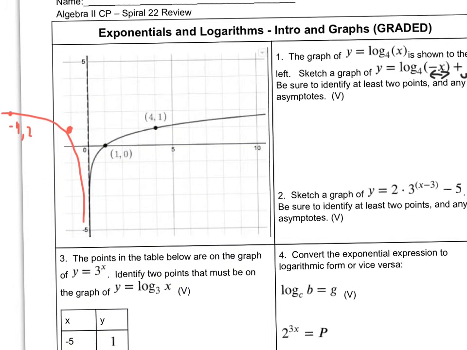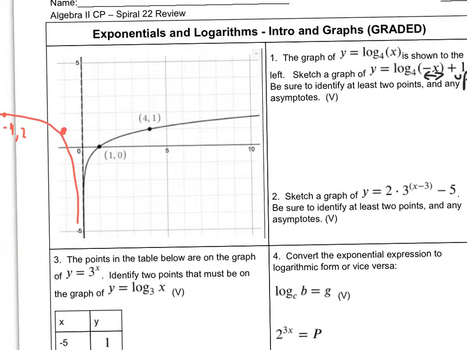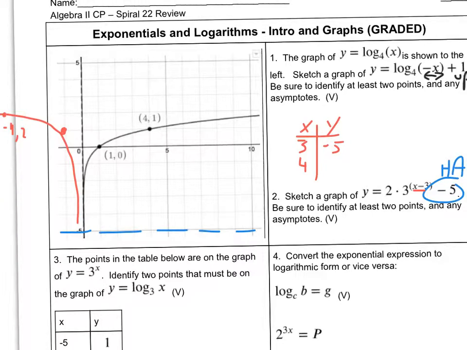For number 2, we've got 2 times 3 to the x minus 3, minus 5. I'm just going to briefly summarize this. We've got a horizontal asymptote at negative 5. And then I'm going to make a table. I like choosing numbers that make the top easy, so I'm going to choose 3 and 4. That gives me 2 times 1 is 2, minus 5 is negative 3. And then we have 2 times 3 is 6, minus 5 is 1.